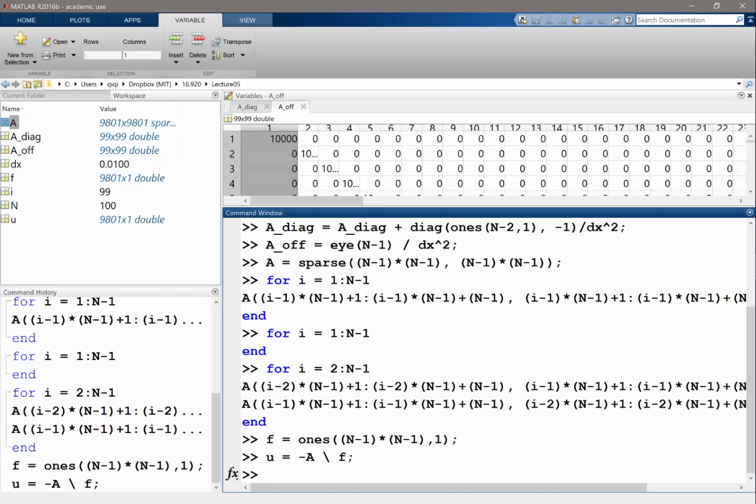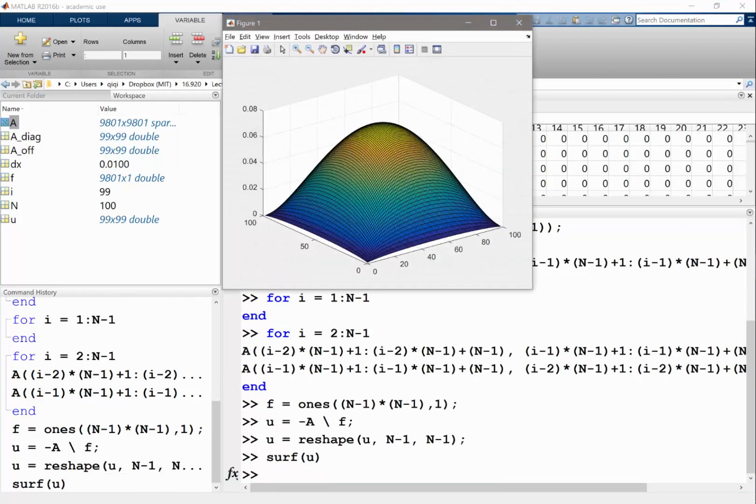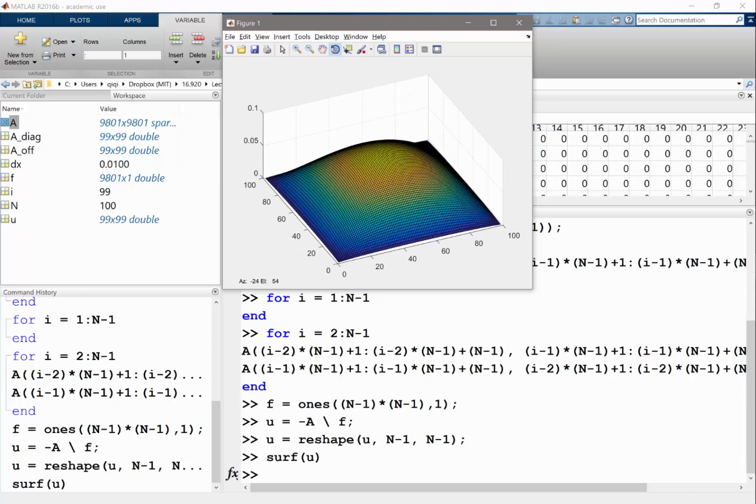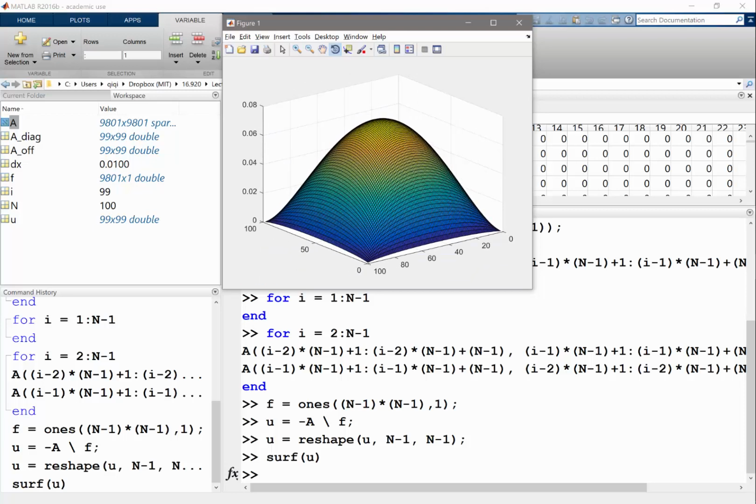Okay, I got a u being a vector of n minus 1 times n minus 1 by 1. So in order for me to plot it, I have to reshape this u to be n minus 1 by n minus 1, right? So now my u is going to be a 99 by 99 double. So let's do surf. So surf basically visualizes the function. So that's our solution, right? So this is our solution of the two-dimensional Poisson's equation, where the Laplacian of this function is going to be minus 1 everywhere.